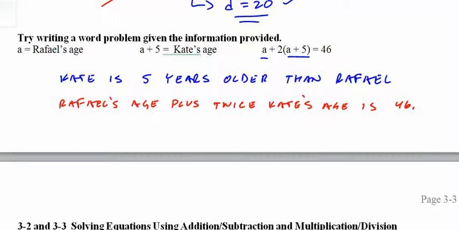Now I tie it together. How old is Raphael and Kate?